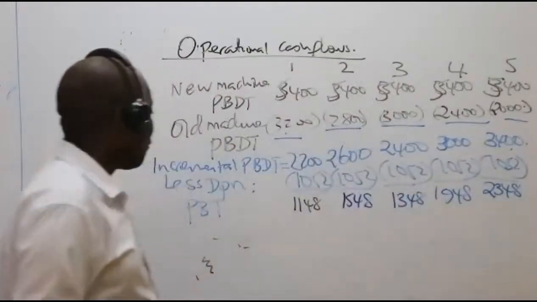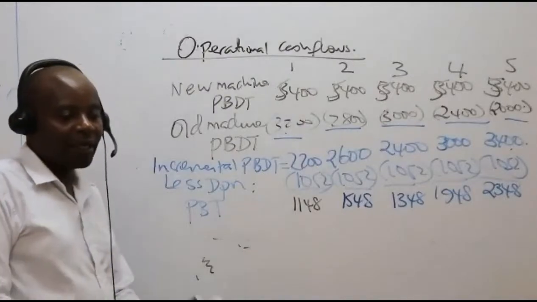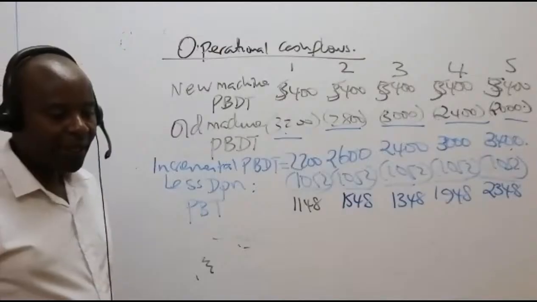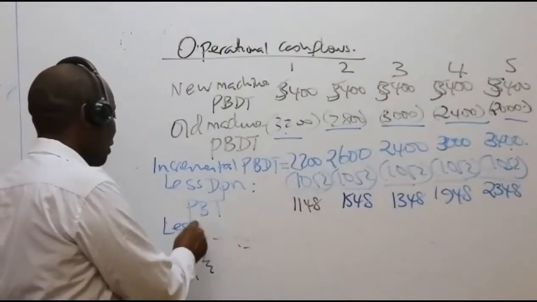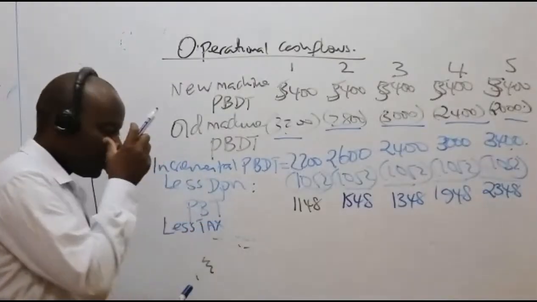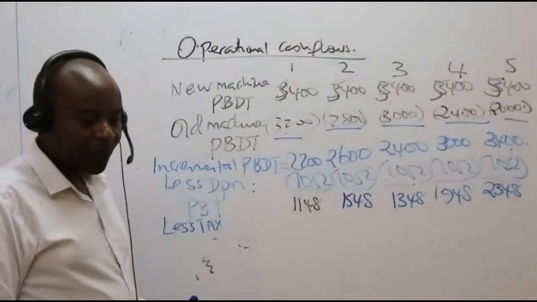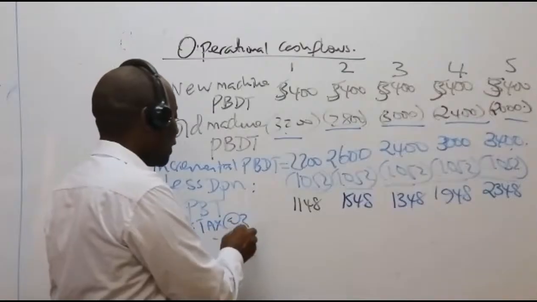So having gotten profit before tax, now we have adjusted for depreciation. The next thing, what is it, somebody? We less tax. Thank you very much. So less taxation. They have given us the rate, a rate of 30%.